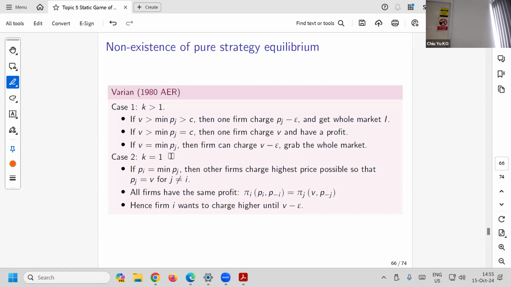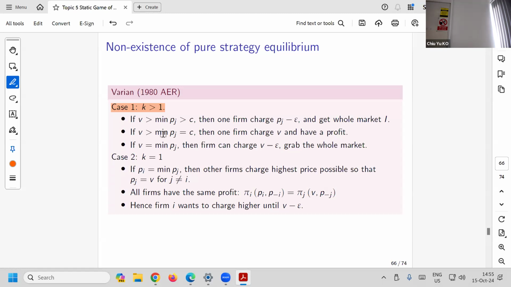Okay, let's see how we prove it. It's a very simple proof, so let me go through it quickly. Look at two cases. Suppose we consider an outcome where more than one firm is charging the lowest price among all. We claim this cannot be an equilibrium. Why?